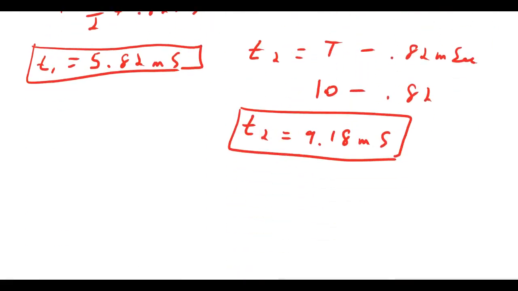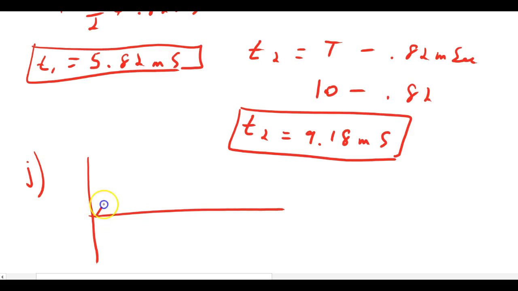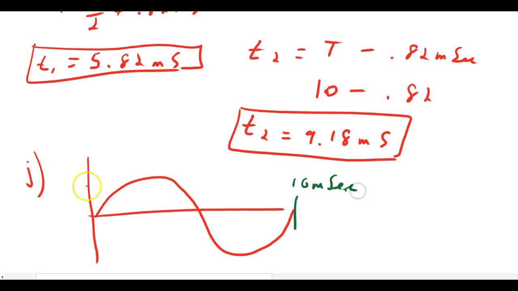The last part of the question was part J, and it asked us to sketch the waveform and to include the period and the amplitude. And so we can say that here is our waveform, and remember then the period here is 10 milliseconds, the peak value at 75 if this is volts.